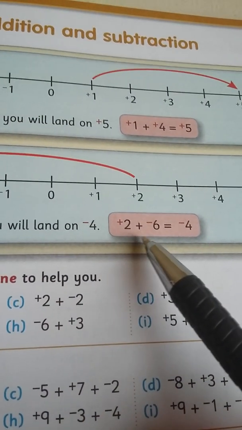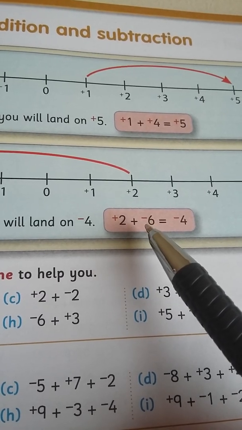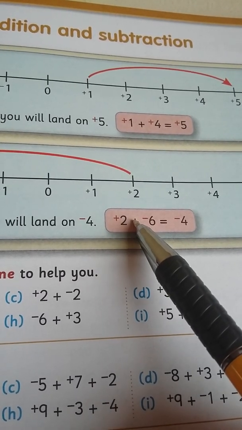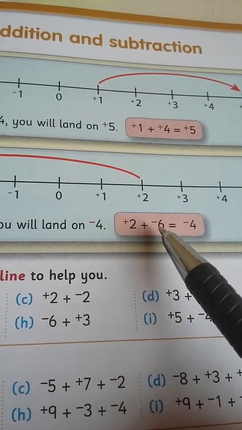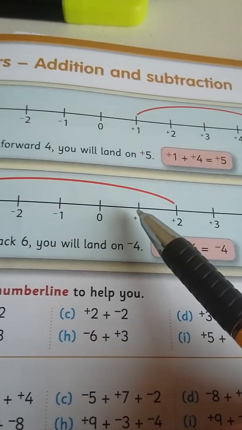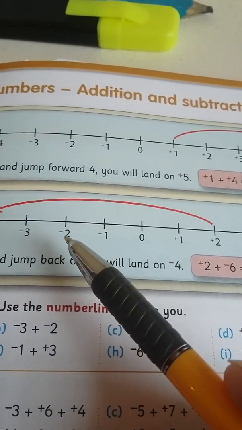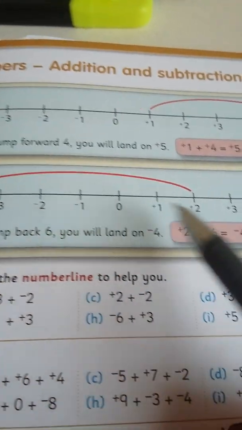Say you start with positive 2 plus negative 6. Looks very confusing. Forget about this sign. Just start on your positive 2 and you're going to count back 6 because it's negative 6. So start here, then count 1, 2, 3, 4, 5 and 6. So you finish on negative 4.